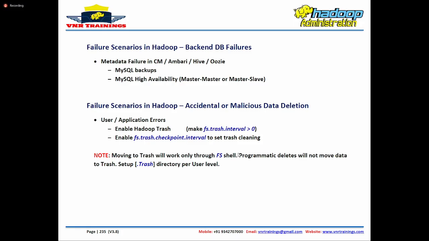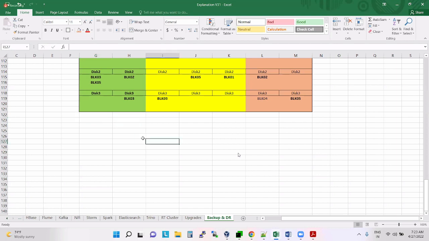So for any Cloudera Manager backend DB, Ambari backend DB, Hadoop backend DB, or Oozie backend DB, you need to have MySQL backups or Postgres backups. Database backups are very, very important here. Normally, what we do is, you have a development cluster, a UAT cluster, and a production cluster. We take backups for each database every day, and we keep the last 14 days of backups.